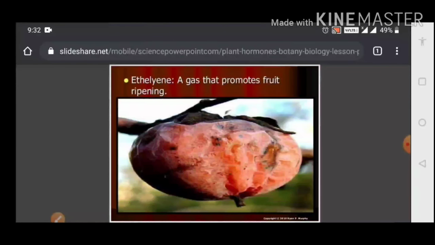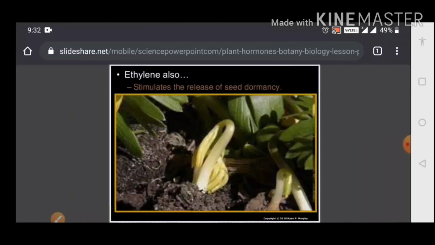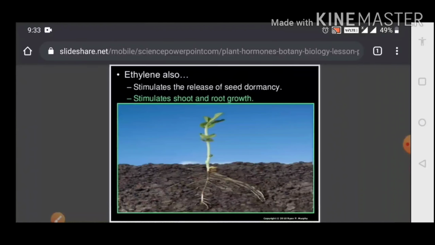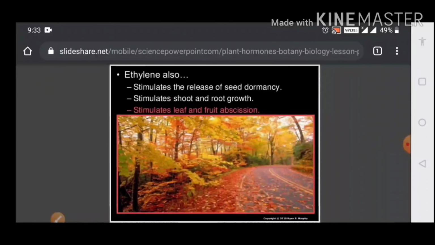So if we apply ethylene gas, we can induce artificial ripening in fruits. Other than this, ethylene also has functions such as it stimulates the release of seed dormancy, it stimulates shoot and root growth, stimulates leaf and fruit abscission. Abscission means falling off.